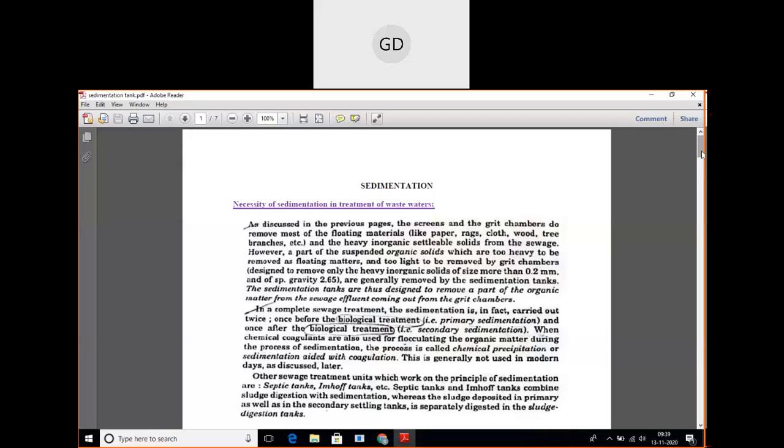So there, what we have studied is, in screening, all the floating matters that we separate, isn't it? The floating materials get separated. Then after that, we have grit chambers, so the suspended materials or the grits, which are a little bit heavy, get settled in your grit chamber. So why is sedimentation done? Because the materials that are neither very heavy nor floating in the screening process, those cannot be trapped. So all those suspended materials are separated in the sedimentation process.